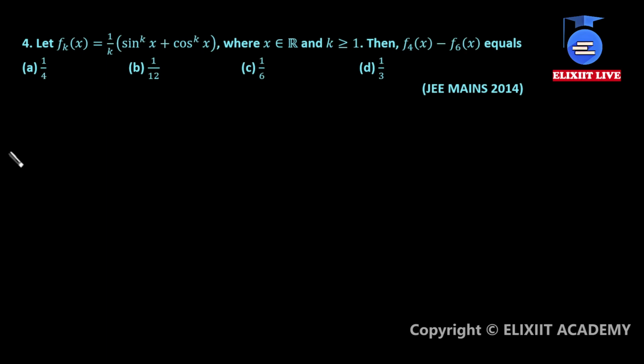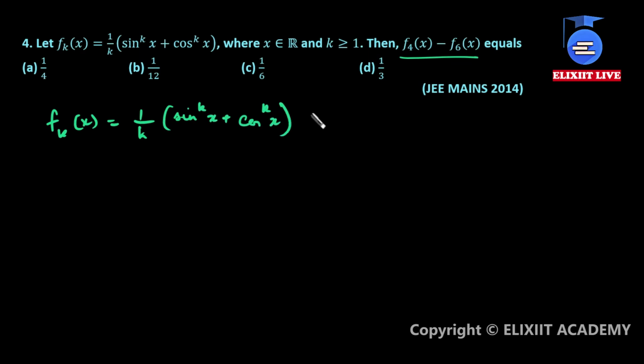First of all, if you formally solve this, this will take up a lot of time. I personally feel that JEE fellows have, while creating this particular question, done some sort of mistake. Why the mistake? First of all, what they are asking for is f4x minus f6x. What is given? Fkx is given as 1 by k times sine to the power kx plus cos to the power kx.